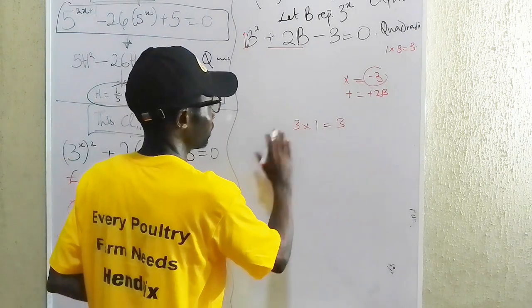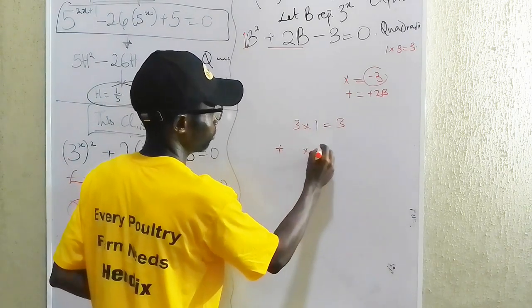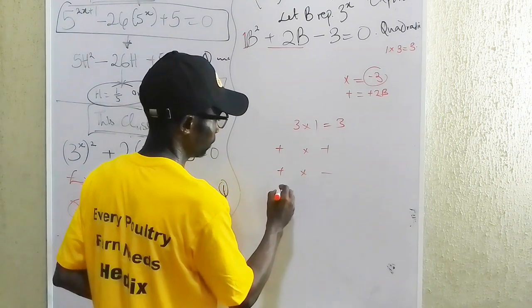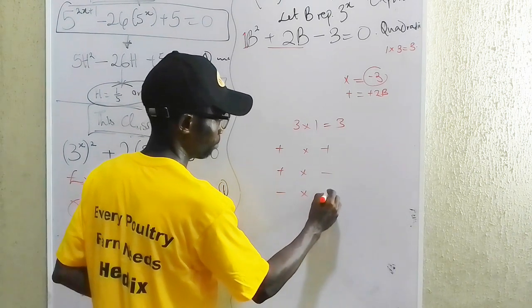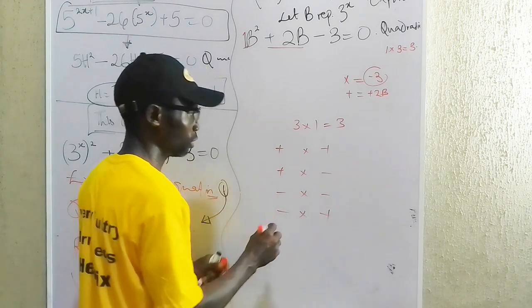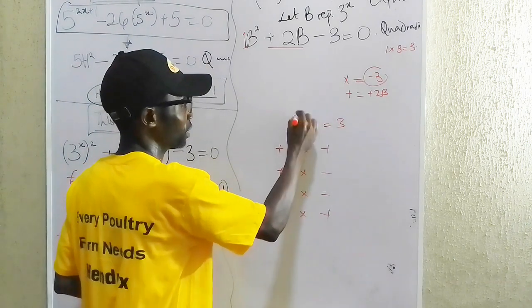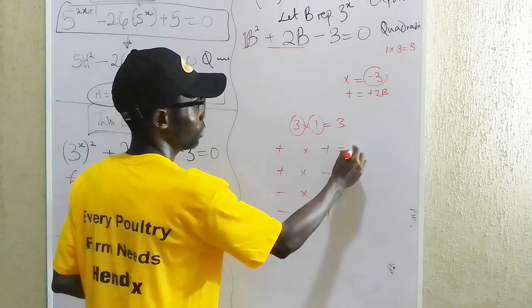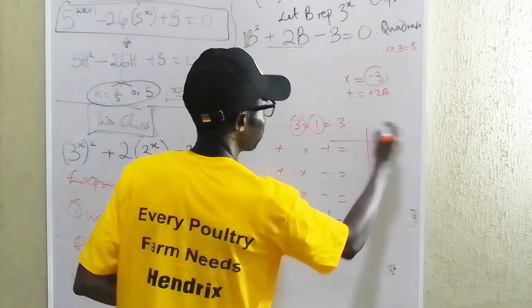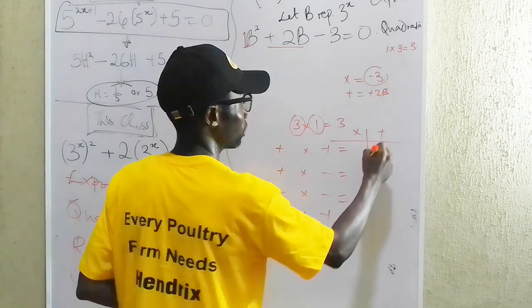It's going to be, let's see what will give us plus times plus, plus times minus, minus times minus, and minus times plus. Now let's see which of the options. Let's put 3 and 1 in any of these places. We'll multiply and then we'll add. Now what will be the result of the multiplication? What will be the result of the addition?